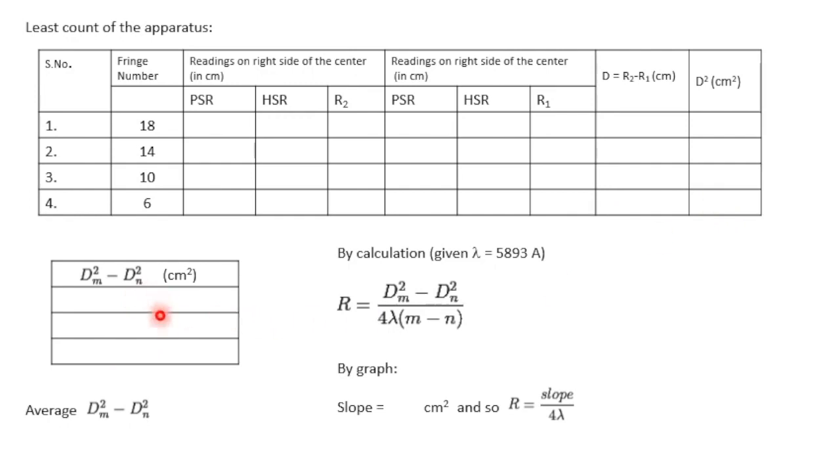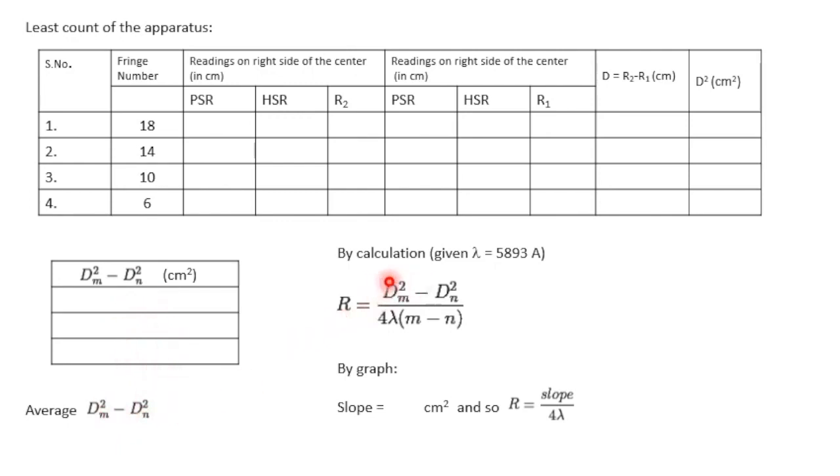So you can fill up this table, and a look at this table will tell you whether there is any sense in going forward, because if these values are not consistent, if they are very random, then obviously you have made some kind of error in taking the readings. If you've done everything fine, then these readings should be very close to each other. And then you find the average Dm squared minus Dn squared, by adding up these three readings and dividing by 3.